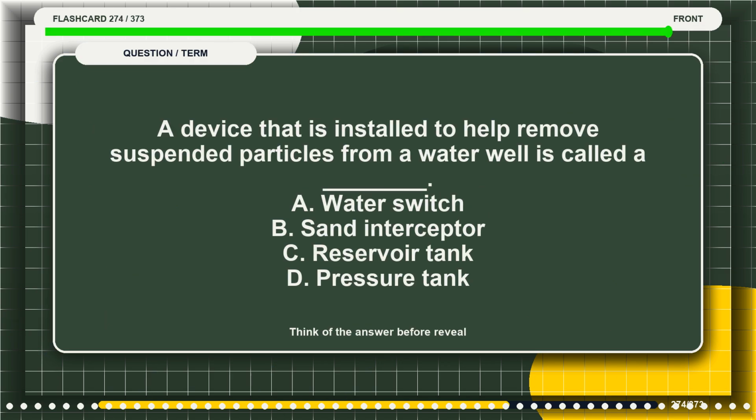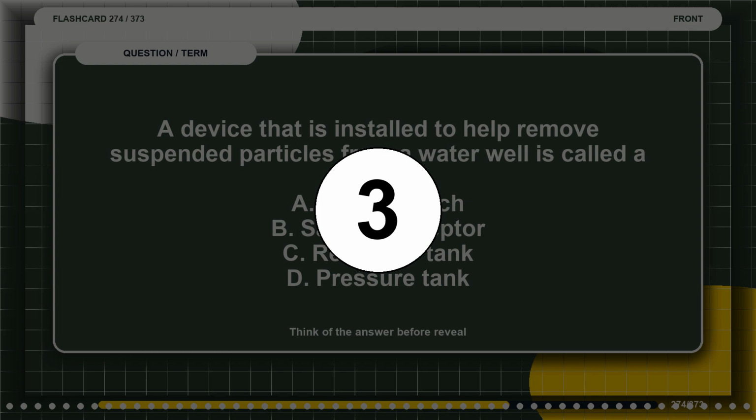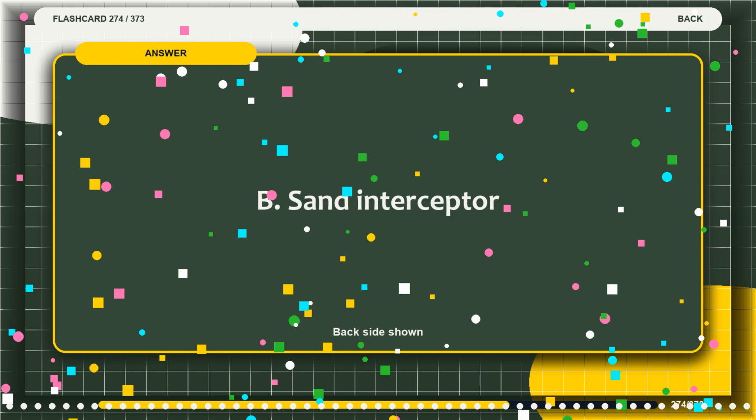Flashcard 274. A device that is installed to help remove suspended particles from a water well is called a blank. A. Water switch. B. Sand interceptor. C. Reservoir tank. D. Pressure tank. Think of the answer before the reveal. The answer is B. Sand interceptor.